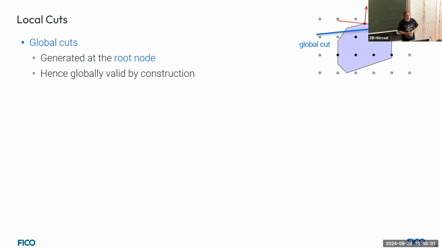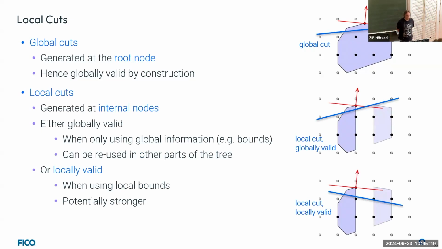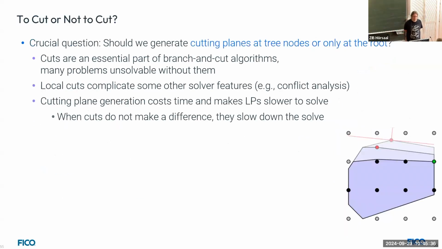So I speak about the global cut if it's generated for the global problem at the root node and then valid by construction. Or do you want to use local cuts, where you can distinguish between those that are still globally valid and those that are only locally valid? And for this application, I will focus only on the latter one, so locally valid local cuts. Is that something that you want to do during your branch and bound search or not?